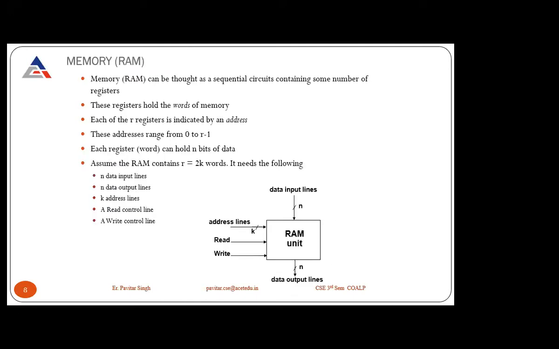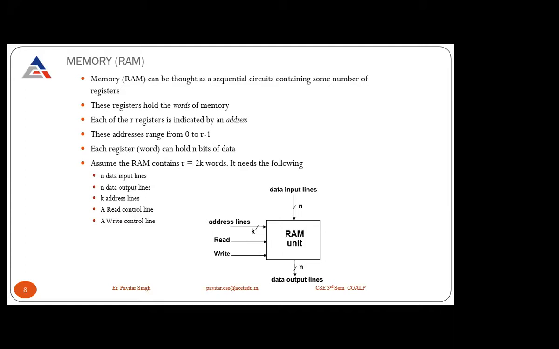So the next concept is memory transfer. In previous slides, we have just covered bus transfer. The next concept is memory transfer. So memory or RAM can be thought of as a sequential circuit containing some number of registers. These registers hold the words of memory. Each of the registers is indicated by an address. These addresses range from 0 to R-1. Each register can hold n bits of data.